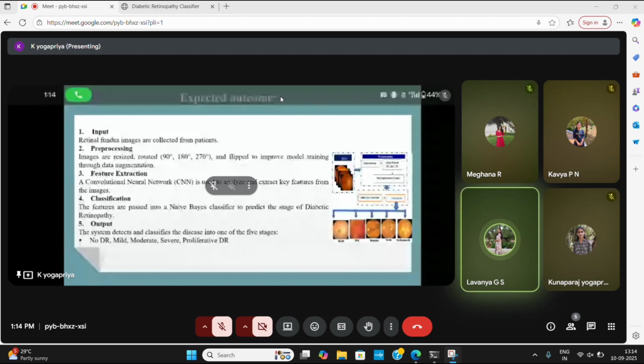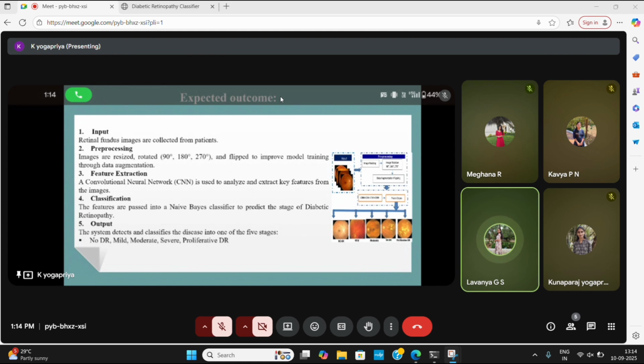Next, coming to the expected outcome. Our project follows a step-by-step workflow. The first step is input. We collect the retinal fundus images from patients. The second step is pre-processing. Here we resize images, rotate them by 90, 180 or 270 degrees, and also flip them. This process is called data augmentation and it helps improve the training of our deep learning model by making it more robust. The third step is feature extraction.